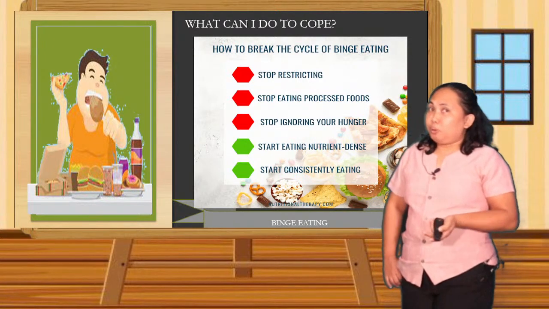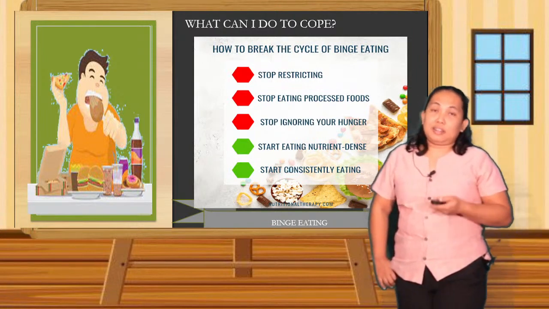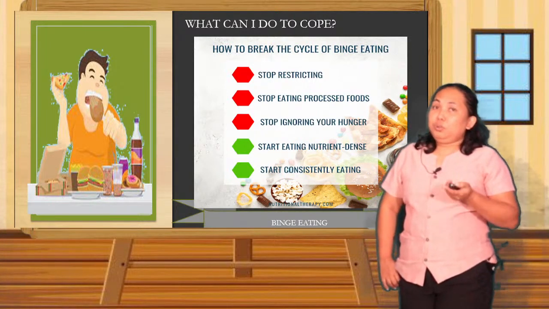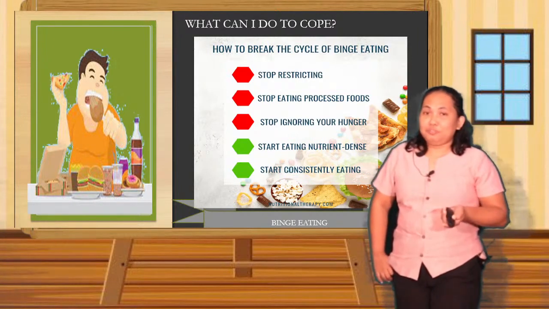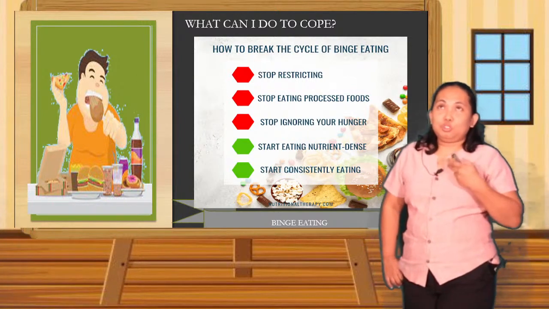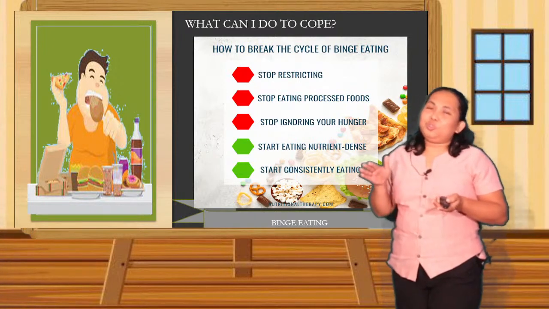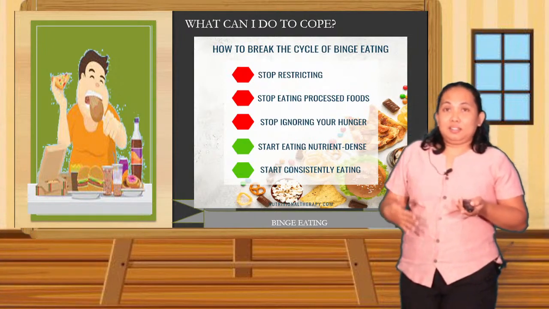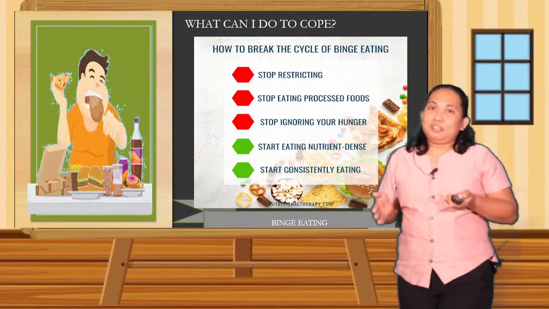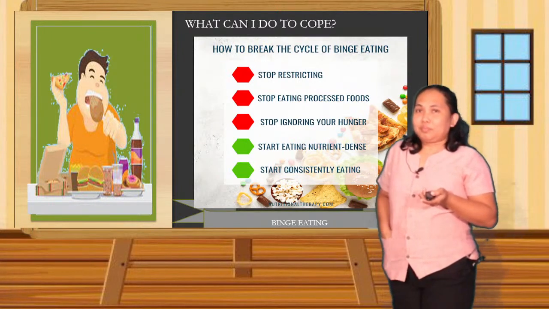Another, stop eating processed foods. Sometimes, or most of the time, processed foods are not healthy. Next one, stop ignoring your hunger. If you ignore your hunger, of course, you starve and you try to find more foods to eat. Next one, start eating nutrient dense. I know in TLE that we have already discussed the food pyramid, so we already know what are the different foods we should take.